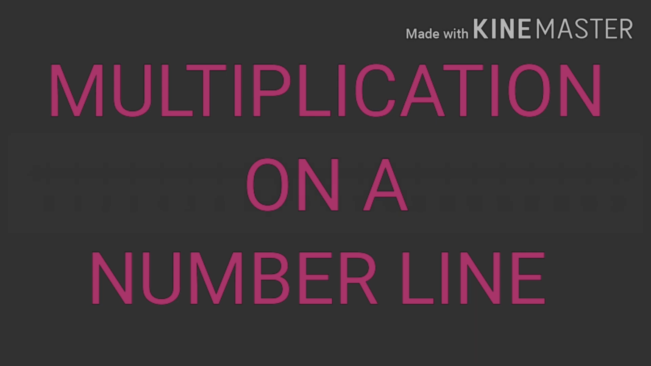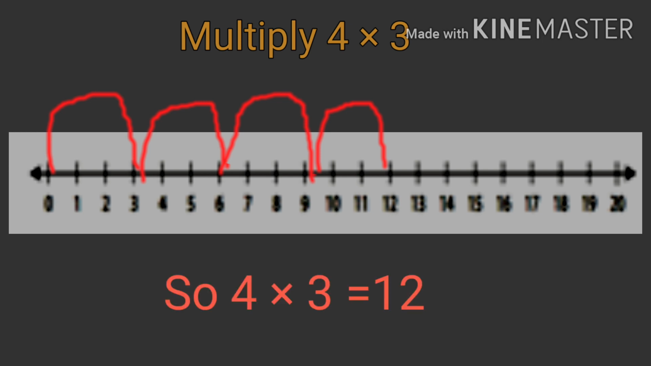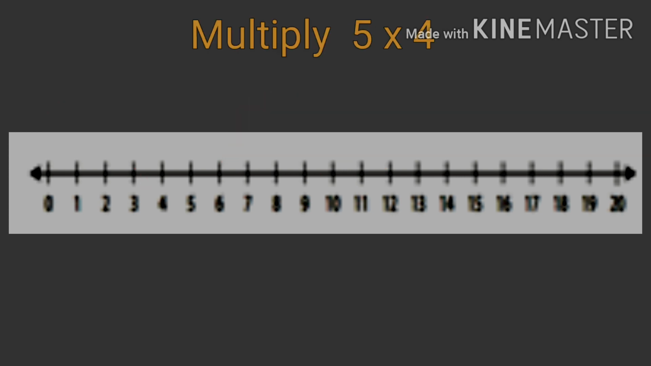Okay. Now, let us learn how to multiply on a number line. For example, multiply 4 into 3. That means we have to skip 3, 4 times. 1, 2, 3 and 4. So, where did we stop? Yes, we are at 12. So, what is 4 into 3? 12.